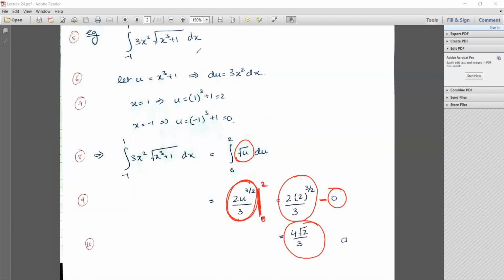How did 3x squared become du? Because u is x cubed plus 1. Right? So du is 3x squared dx. Just differentiate x cubed plus 1. You get 3x squared.